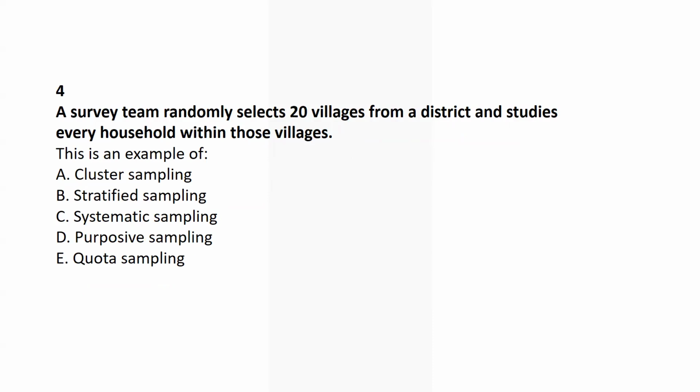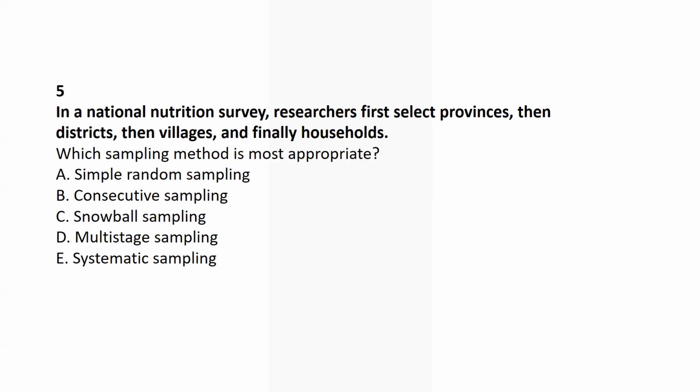Question number four: our survey team randomly selects 20 villages from a district and studies every household within those villages. This is an example of option A, cluster sampling; B, stratified; C, systematic; D, purposive; and E, quota sampling. Cluster, A. Yes, A is the right answer.